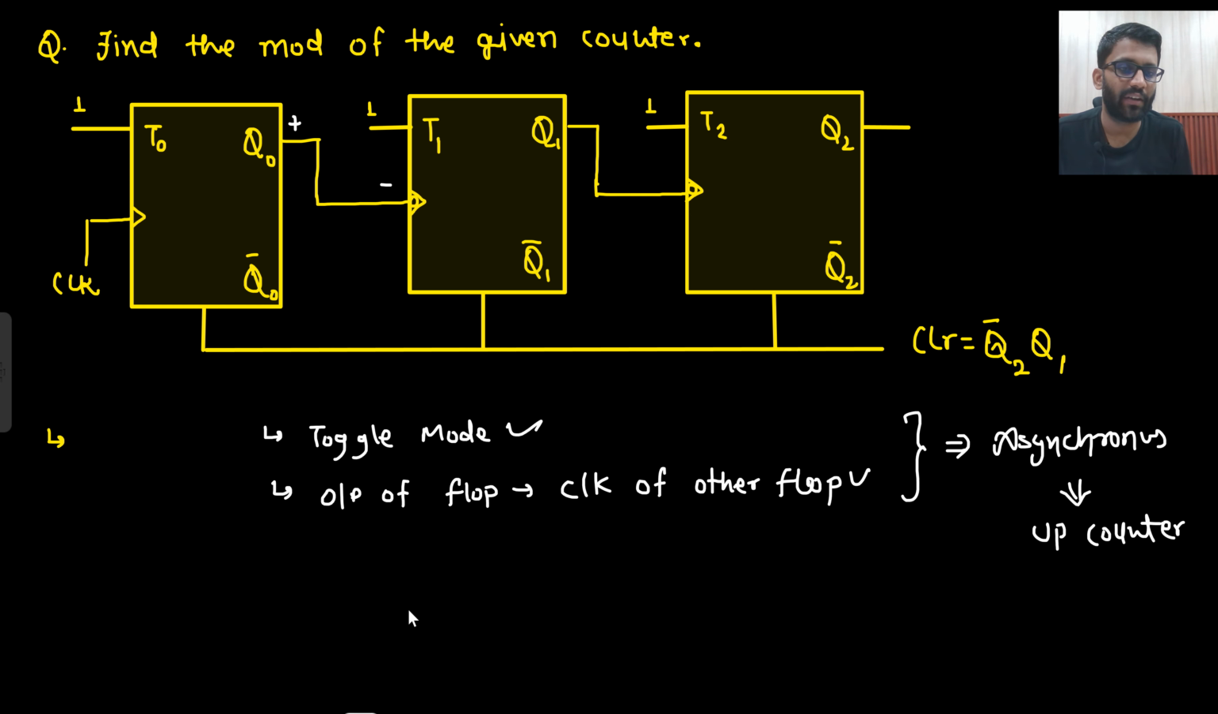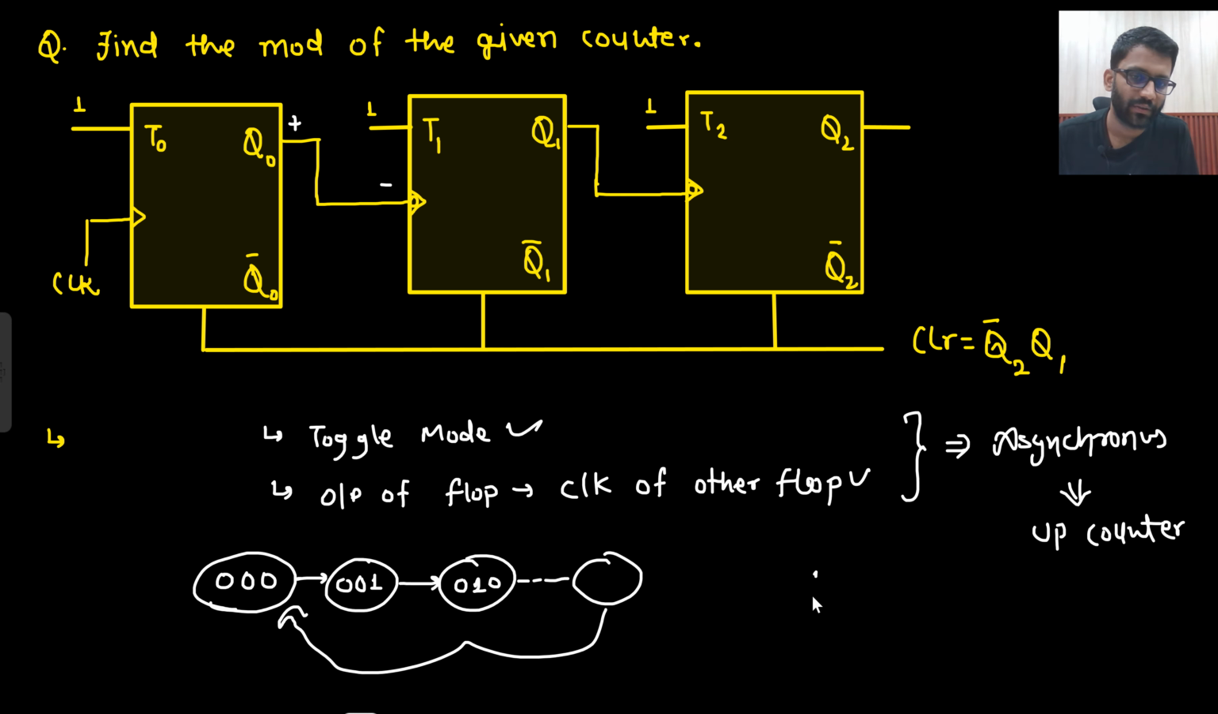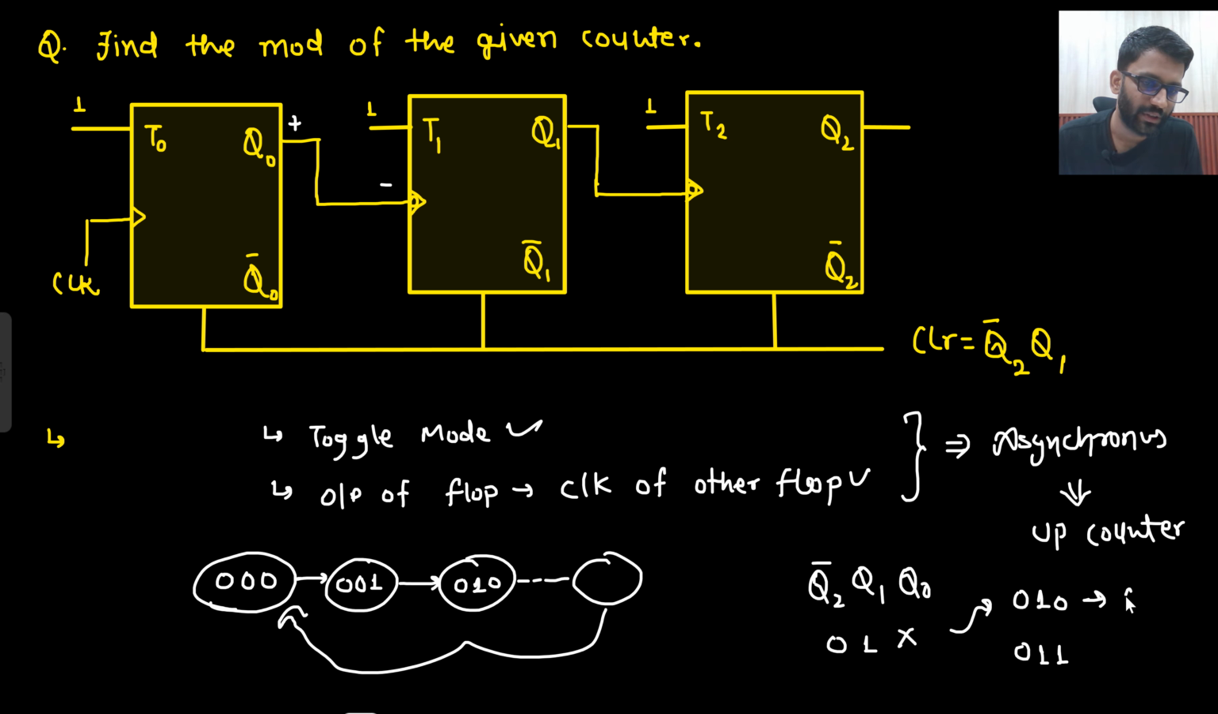And if you are using clear, where are you starting from? If you are using clear, then certainly you are starting from 0, 0, 0. Because if you are using clear, then certainly your task is that you want all outputs to go to 0. So you are starting from 0, 0, 0, then you are going to 1, and in that manner you are proceeding. So where will you stop? That will be told by this clear input. So that is Q2 bar, Q1. That means 0, 1, and what about Q naught? Q naught is don't care. So what all possible values can you have? 0, 1, 0 and 0, 1, 1. So this is your 2, this is your 3. So where will you stop? What do you think? You are going from 0, 1.